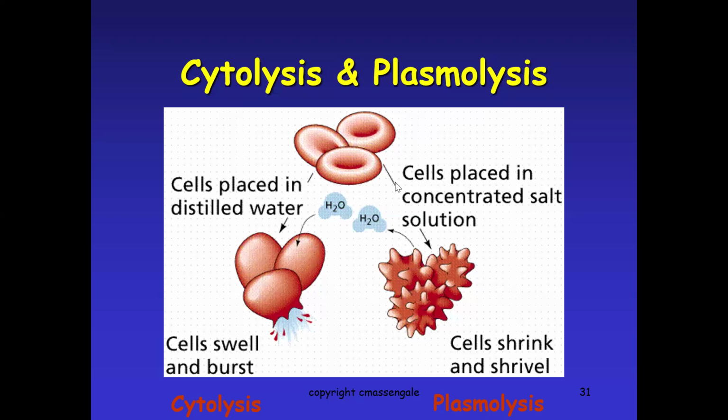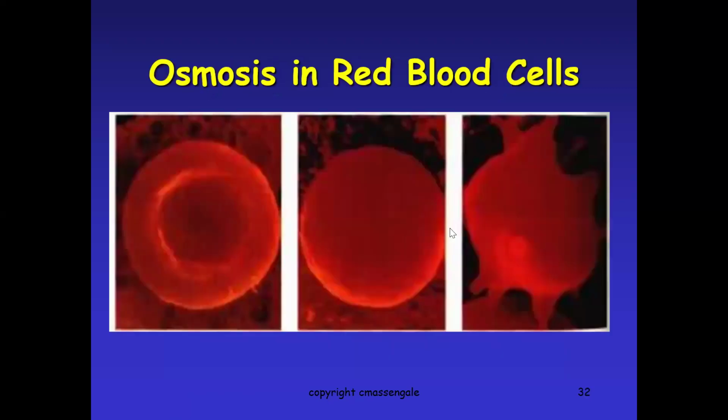So when you place your cell in distilled water, the cell will swell and burst. And then when you put your red blood cell in the concentrated salt, it will shrink. This is osmosis in red blood cells in hypotonic, isotonic, and hypertonic solutions, okay?